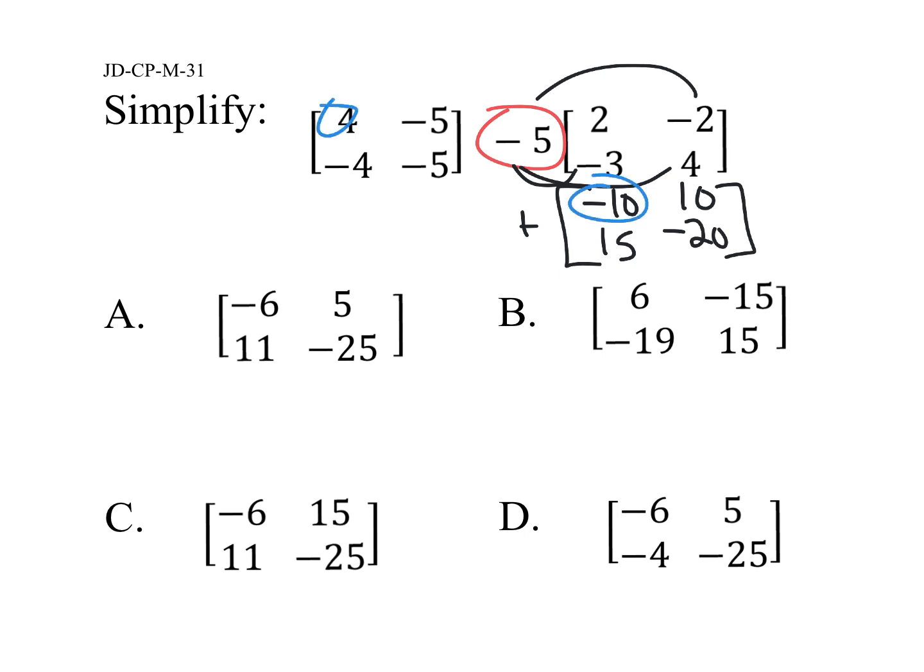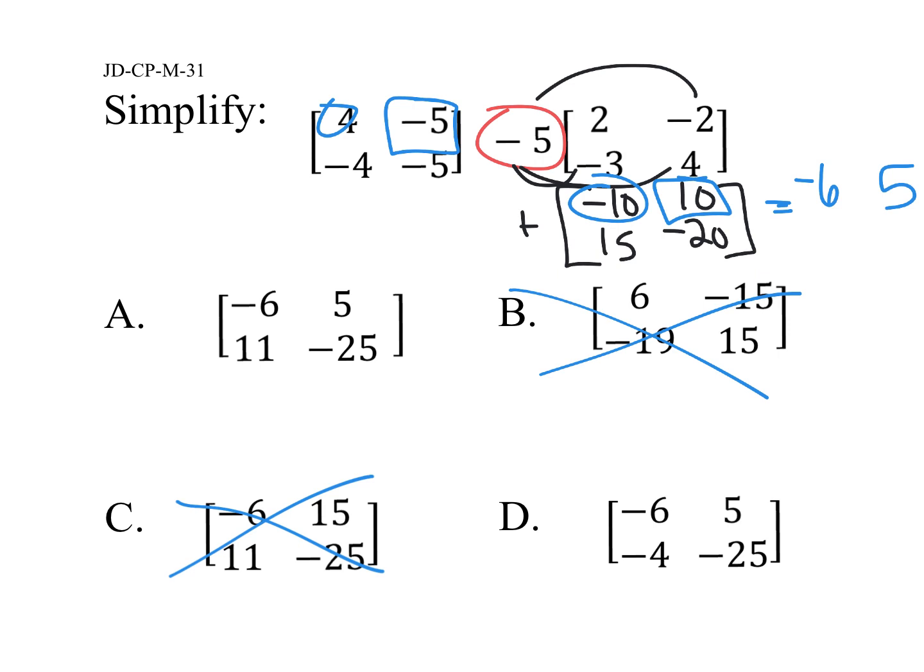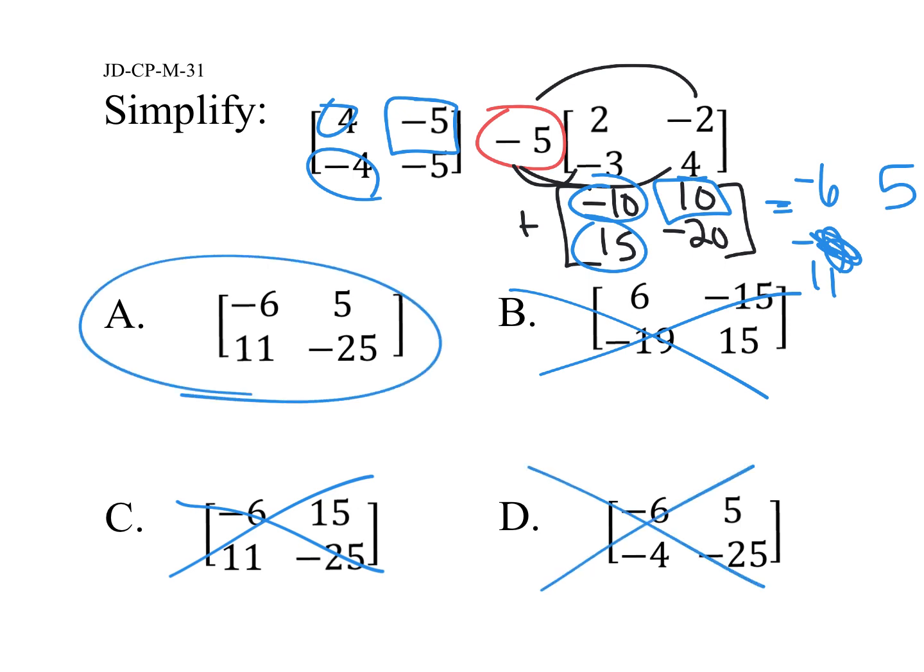So 4 plus -10 would be -6. -5 plus 10 would be 5. -4 plus -3 would be, I'm sorry, I was looking at the wrong thing. -4 plus 15 would be 11. And really, that's going to be it at that point. -5 plus -20 is -25.